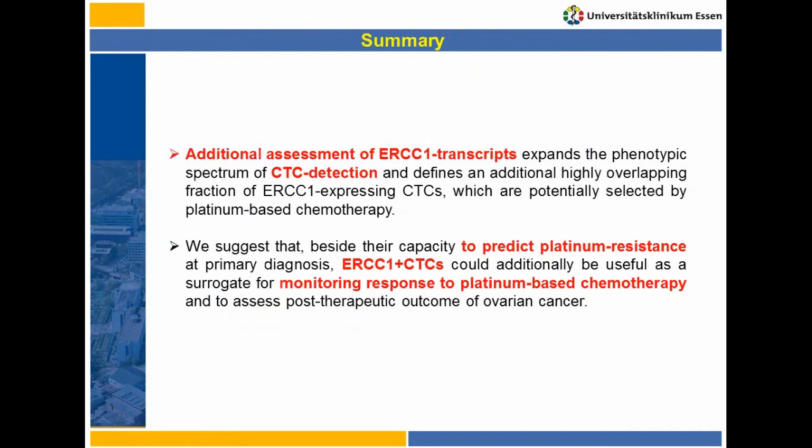So, to summarize these brand new data, the additional assessment of ERCC1 transcript expands the spectrum of CTC detection and defines an initial highly overlapping fraction of ERCC1 expressing CTCs, which are potentially selected by platinum-based chemotherapy. And we also suggest that besides their capacity to predict platinum resistance at primary diagnosis, ERCC1 positive CTCs could additionally be useful as a surrogate marker for monitoring response to platinum-based chemotherapy and to assess post-therapeutic outcome of ovarian cancer.